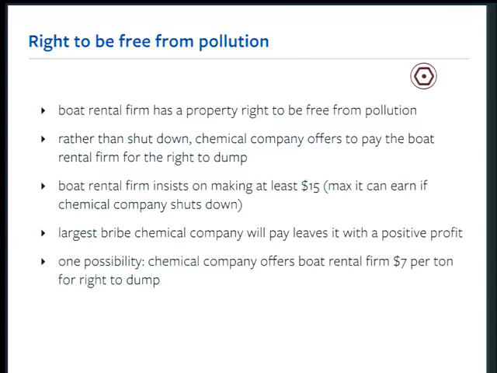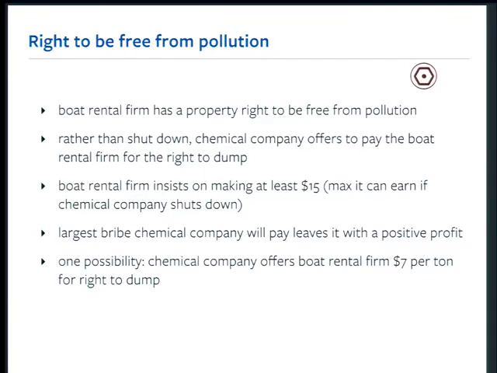Rather than shut down, I'm going to show you this in the table in a second. Rather than actually shut down, the boat rental company is going to realize, well, maybe I can extort, or I don't know what a nicer way of using extortion is. Maybe I can convince the polluter that it's optimal for them to pay me some money, and I'll let them dump their waste into my lake, right? So the boat rental firm is going to insist on making at least $15, right? Why is this at least $15?